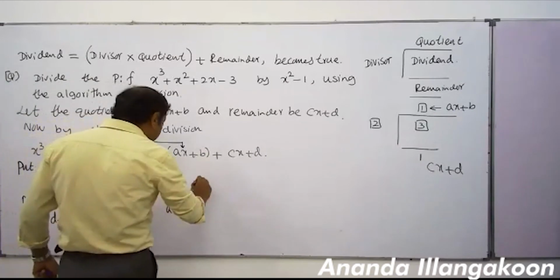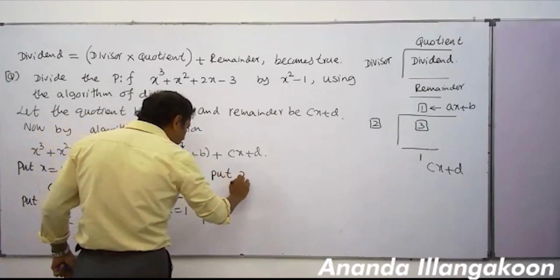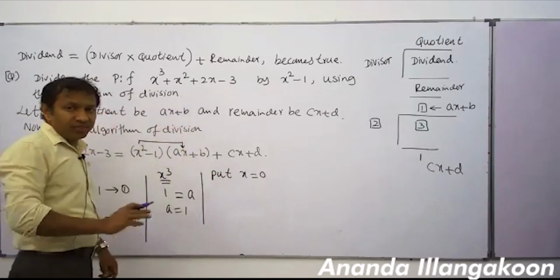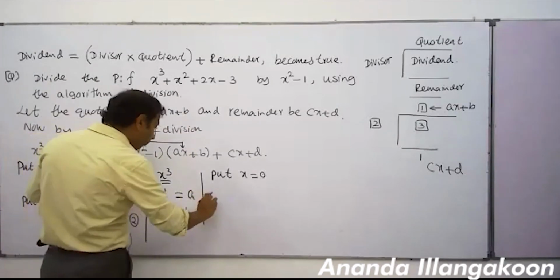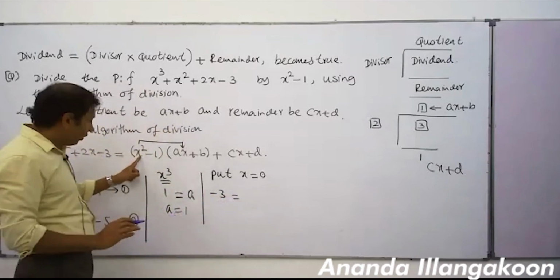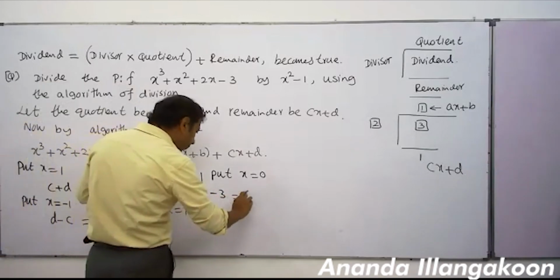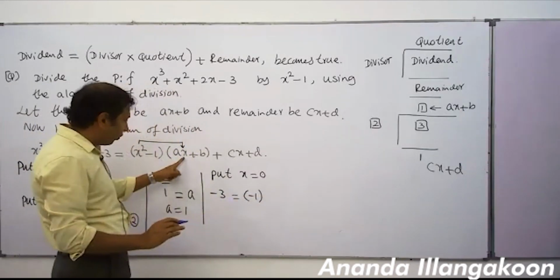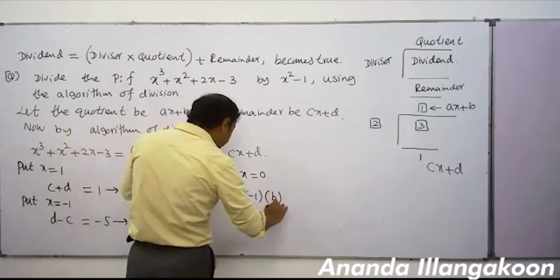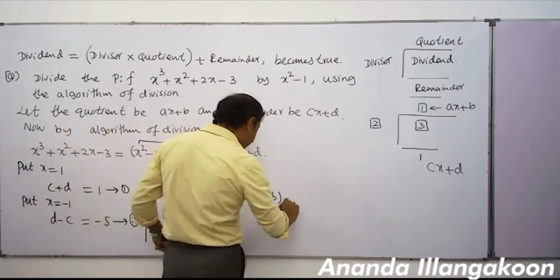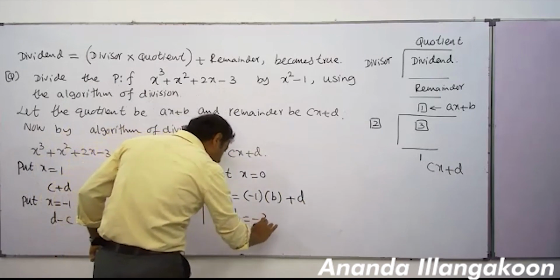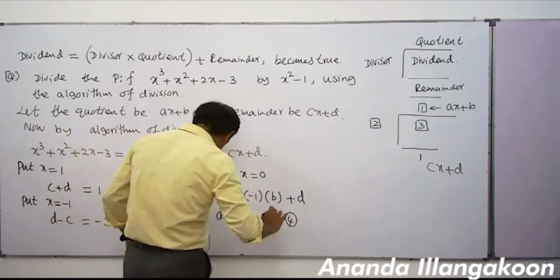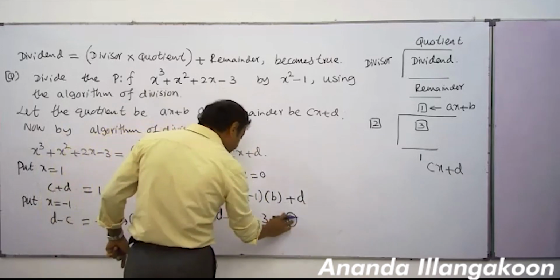Another value we can put is x equals 0. Why? We said for any value of x, both sides become equal, no? When you put x equals 0, this is 0, this is 0, this is 0, left hand side is minus 3. And here, when you put 0, this bracket is minus 1. When you put x equals 0 here, this bracket is b. When you put x equals 0 here, we have d. Then we get d minus b equals minus 3. Number 3.